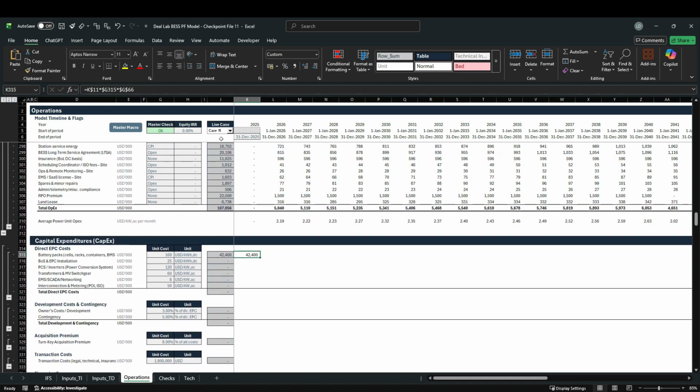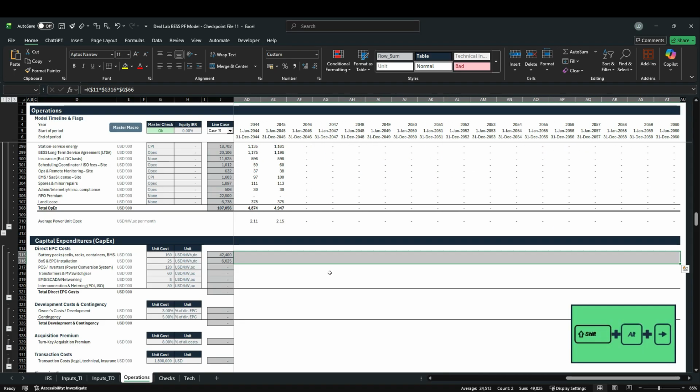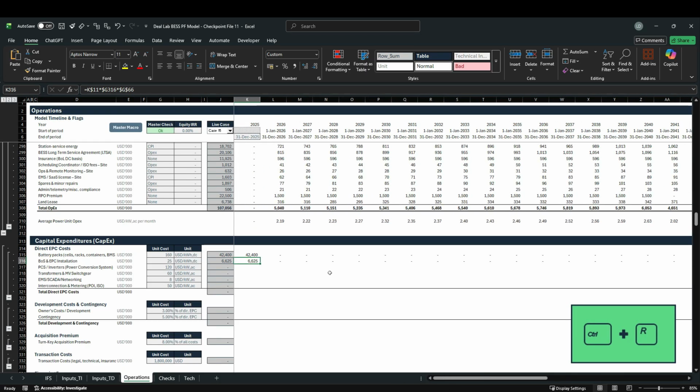And you can see in case 15, which is just a 1 hour battery, we will pay $42.4 million for our batteries, which include cells, racks, containers, and the battery management system. And the balance of the plant, hit Control D, will cost $6.6 million. So let's drag this one over, Control R. Although it will only be picked up at financial close, it's still best practice to drag it all over.